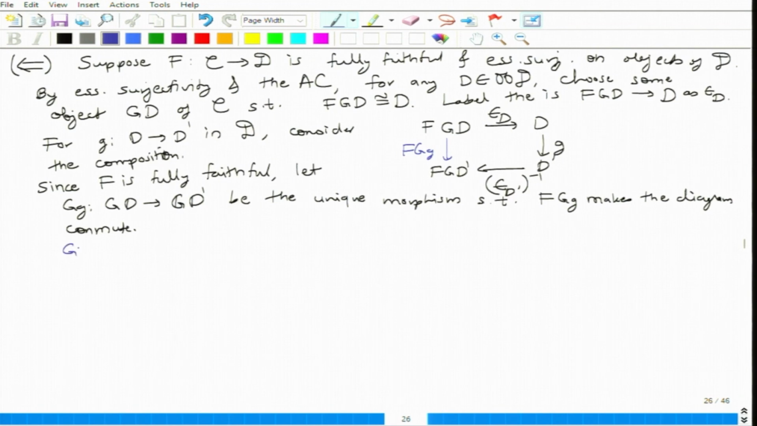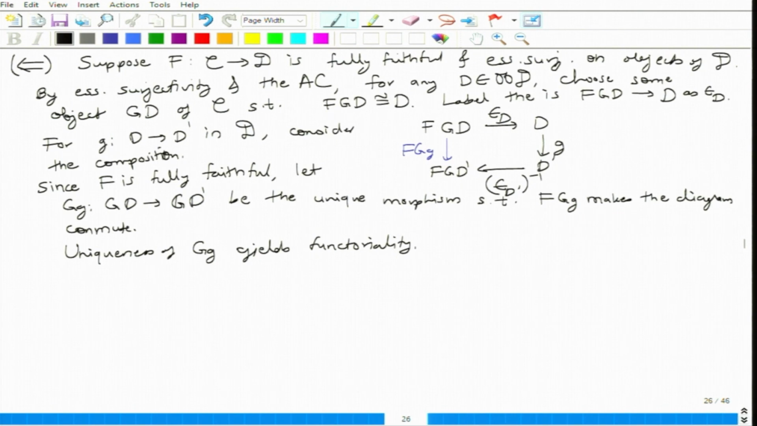So uniqueness of GG actually yields functoriality. Here also when we are doing identity, then what we are saying is that FGD to FGD there is an identity map, namely 1 sub FGD, and that identity map definitely makes this diagram commute. So nothing else can make the diagram commute. So it must be identity itself.